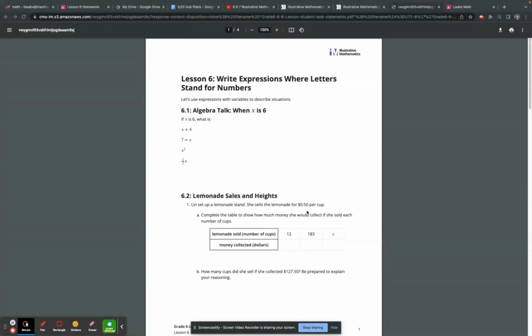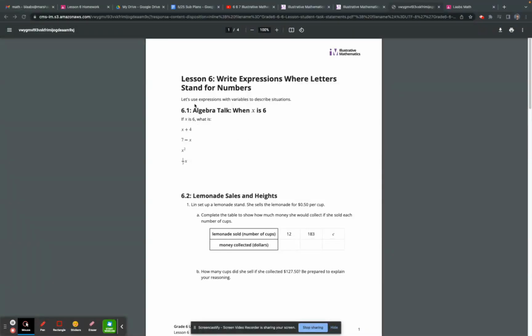Basically, this lesson was to get us to look at different situations and answer questions based on the situations with numbers that they gave us, and then eventually take those and convert it to an equation that you could use for any amount of whatever the situation is that they're talking about. Come up with an algebraic equation that could be used for any number.